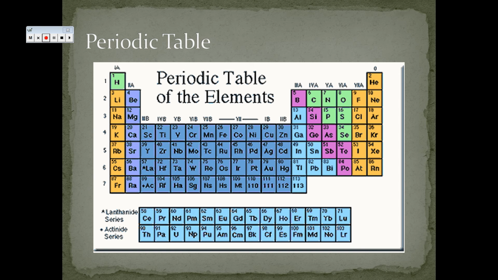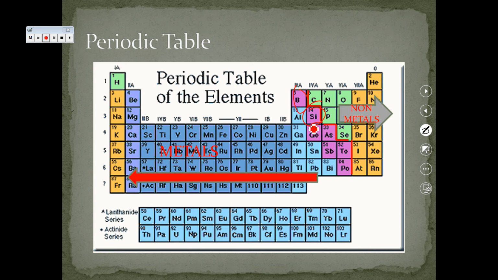So this is the modern periodic table. The modern periodic table is divided into three main sections. The metals are the elements to the left on the periodic table. The nonmetals are to the right of the periodic table. And this group of elements right here separates metals from nonmetals. Those are called metalloids.